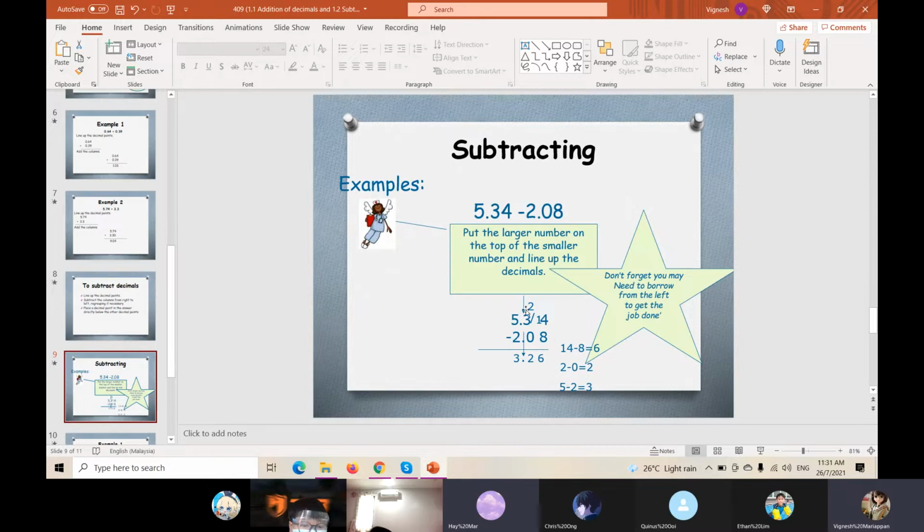6. Very good. And then 3 becomes 2. 2 minus 0 is equals to 2. 5 minus 2 is equals to 3. Very good. Okay.